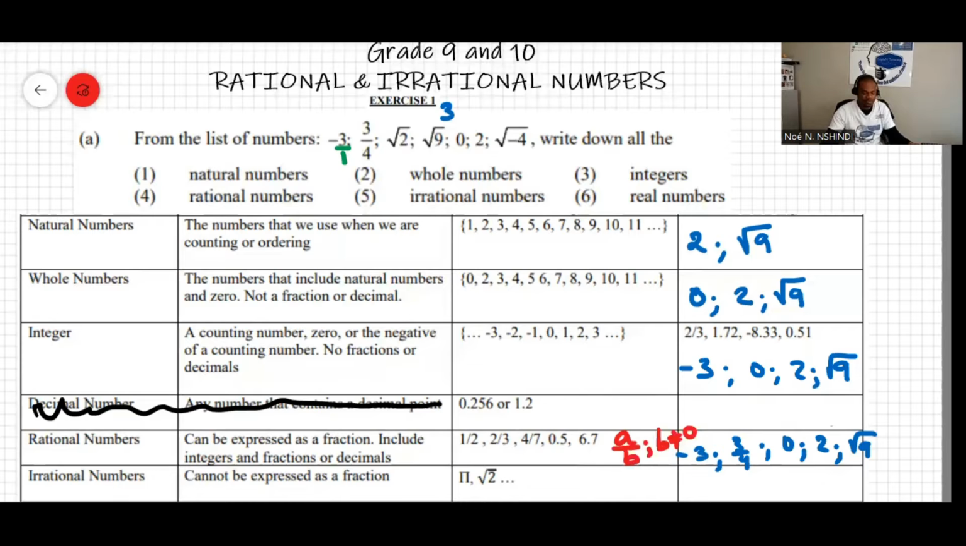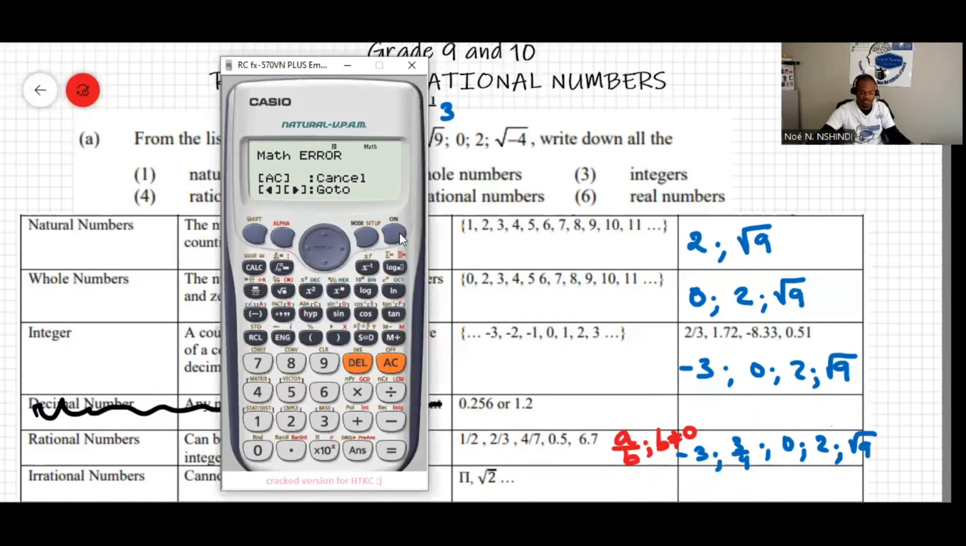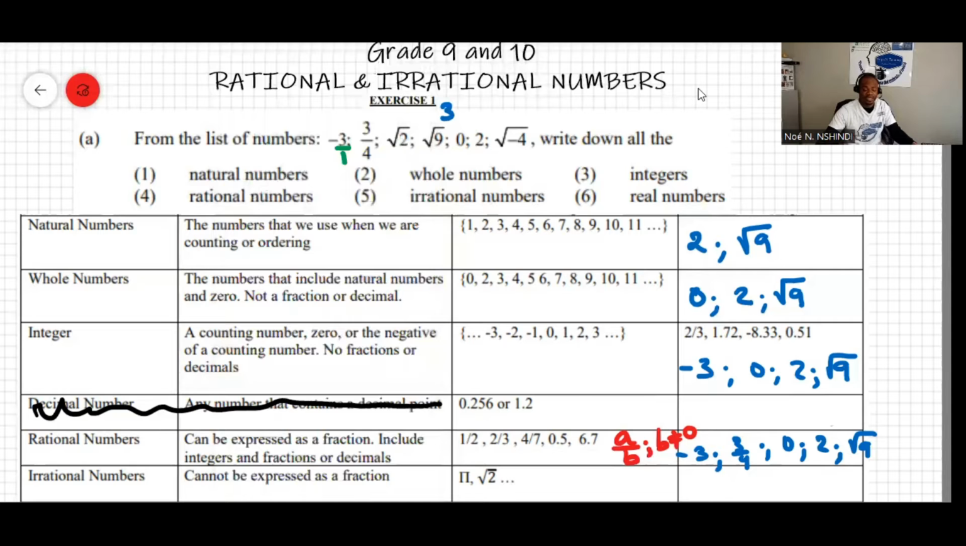Now, irrational numbers then. Irrational numbers cannot be expressed as fractions. It's something that cannot be expressed as a fraction, like pi or square root of 2. So we also have square root of 2 there. If you try the square root of 2 in the calculator and hit equal, it is not converted into a fraction. Even if you press S to D, it gives a long decimal number. Because we cannot write square root of 2 in the form of a fraction, square root of 2 will be classified as irrational. So here we have square root of 2.